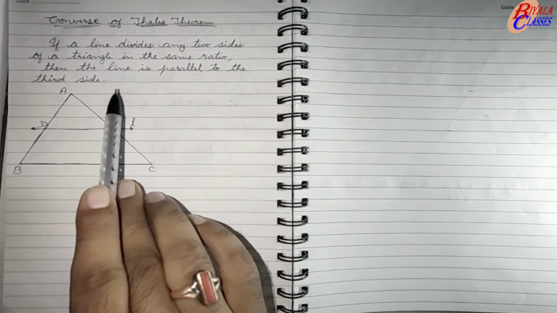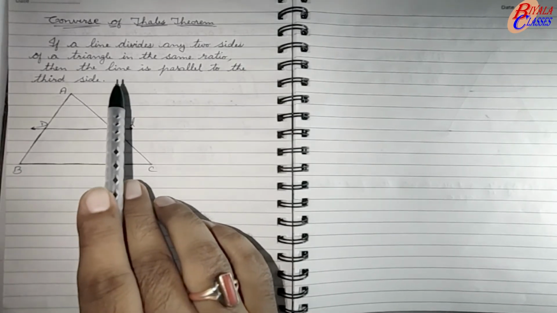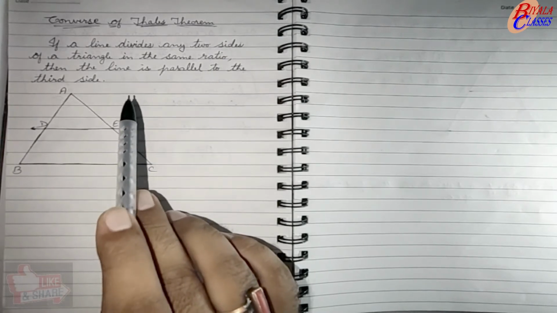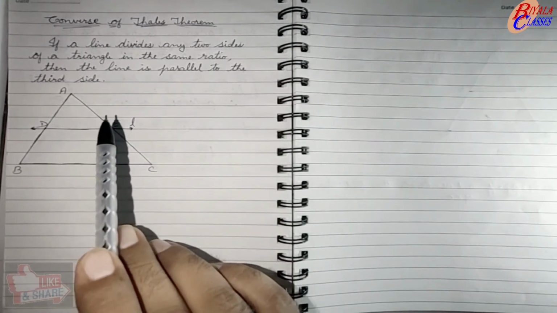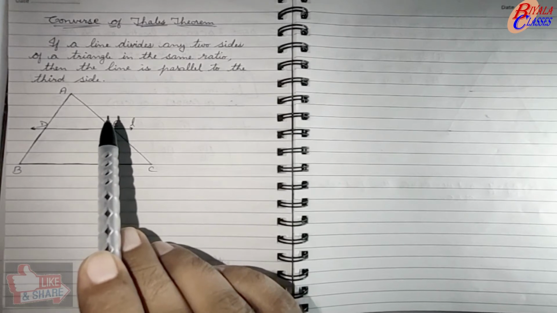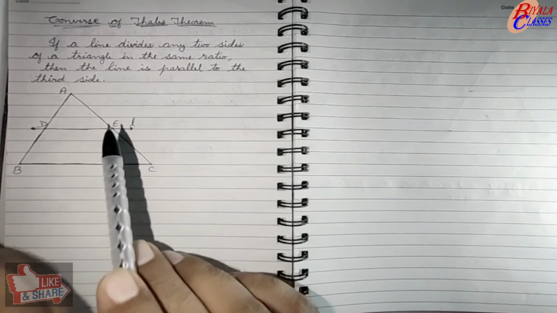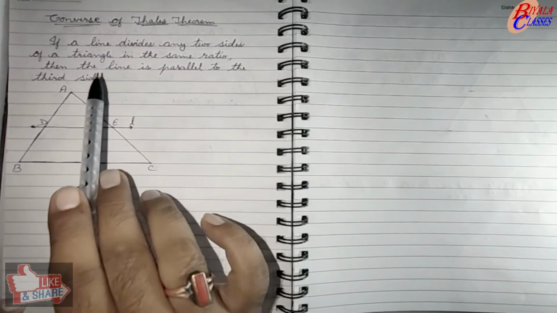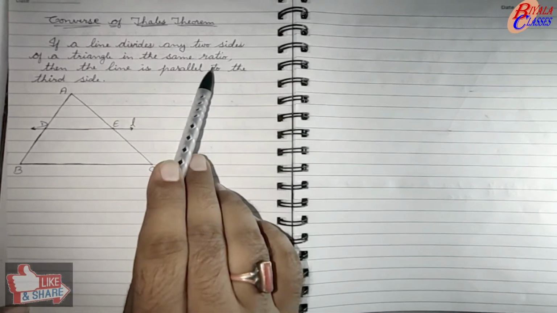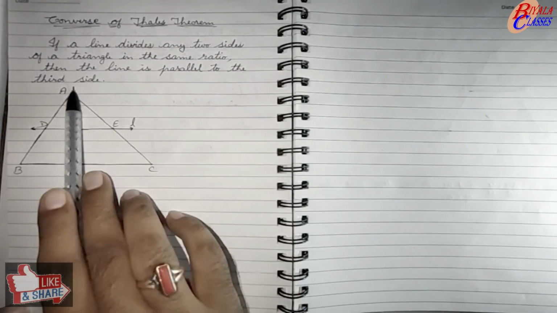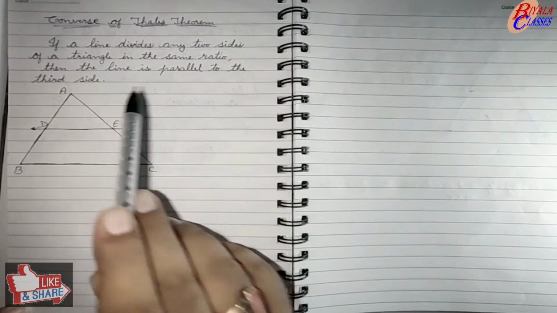Now if you just recall what the Thales theorem, the basic proportionality theorem, said: if we draw a line parallel to one side of a triangle, then it divides the other two sides in the same ratio. But here it is the converse, which says that if a line divides any two sides of a triangle in the same ratio, then the line is parallel to the third side.